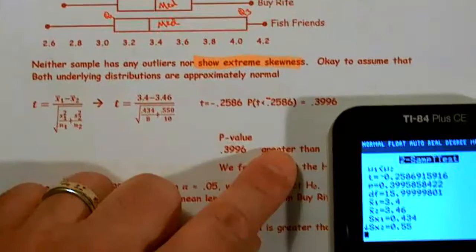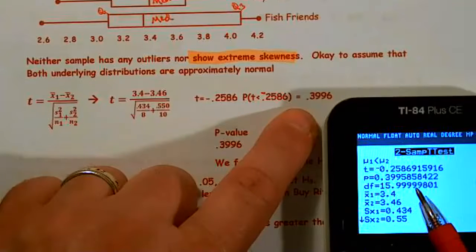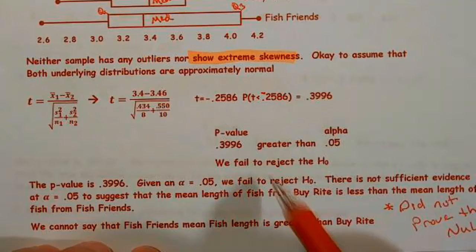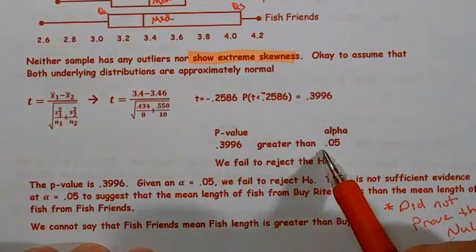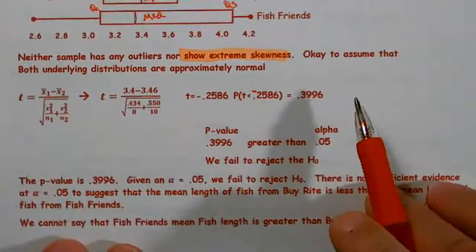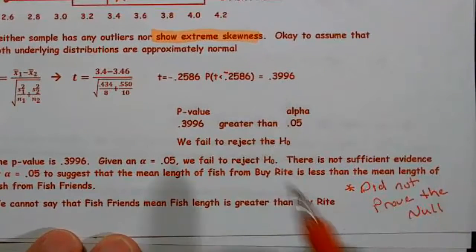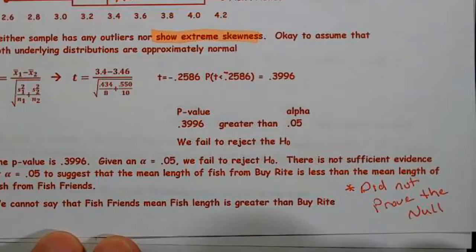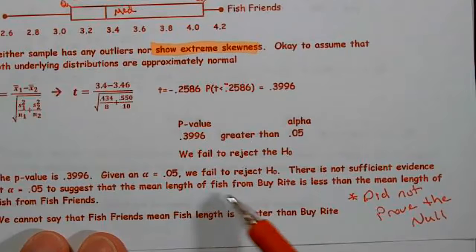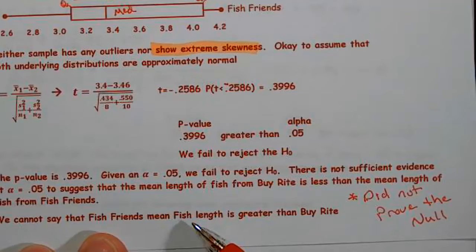All right, so we end up getting a t-statistic of negative 2.586, and that's about 40% of the time, or 0.3996. That's a pretty large p-value. Matter of fact, it's greater than any reasonable alpha, so since it's greater than 0.05, we're going to fail to reject. So the p-value is 0.3996. Given alpha of 0.05, we fail to reject the null. There's no sufficient evidence at alpha equals 0.05 to suggest that the mean length of fish from Bi-Rite is less than the mean length of fish from Fish Friends.